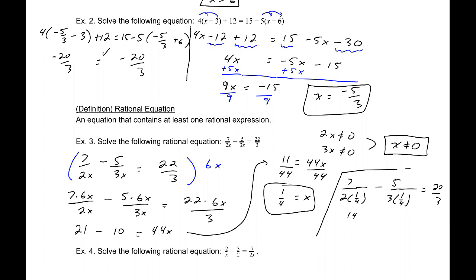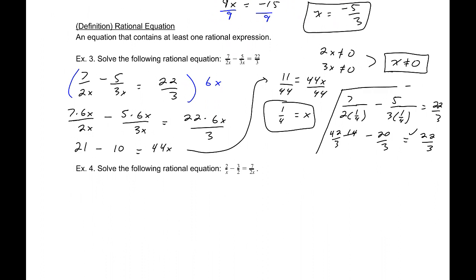That would be multiplying by 4/3 minus 20/3. And would that be 22/3? Okay, well that would be 42/3. So that is, in fact, 22/3. So x equals 1/4 is our solution.